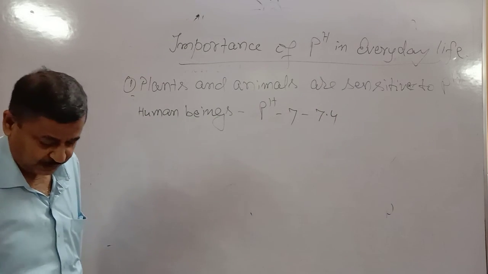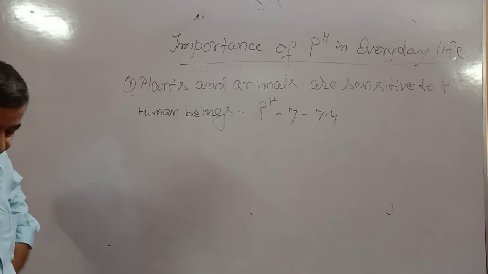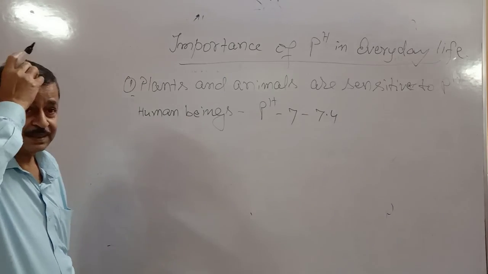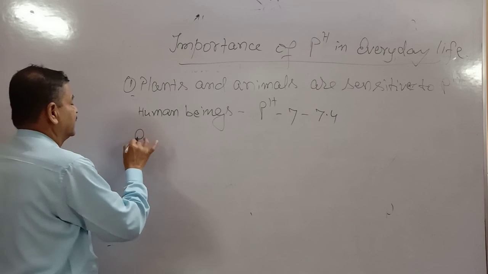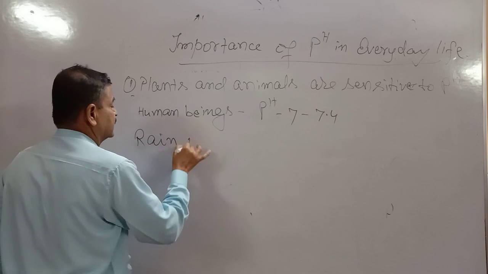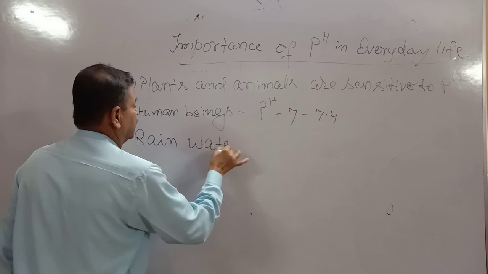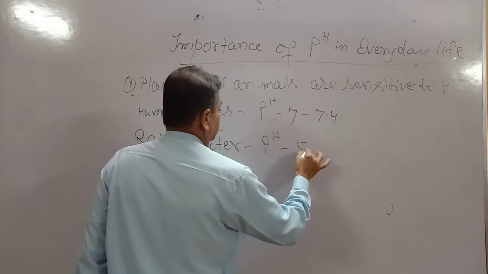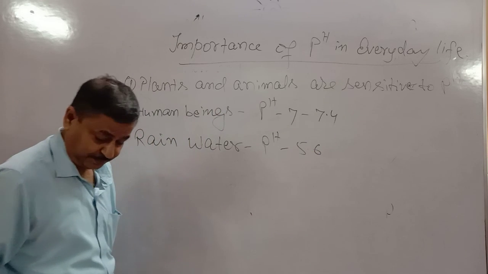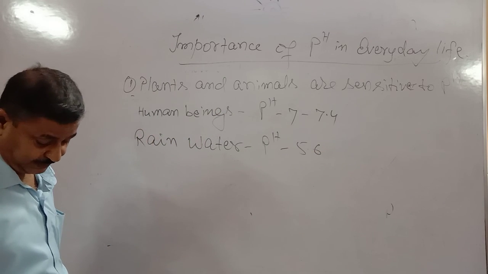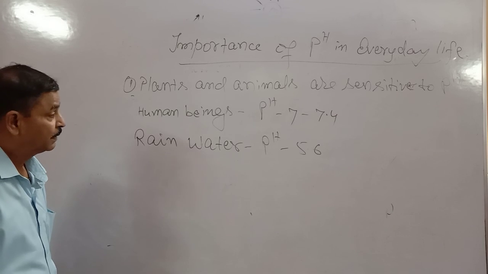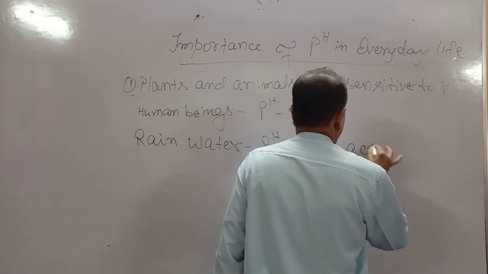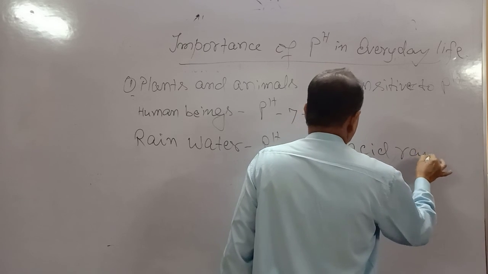Now, in rainwater, if the pH is 5.6, then it is called acid rain.